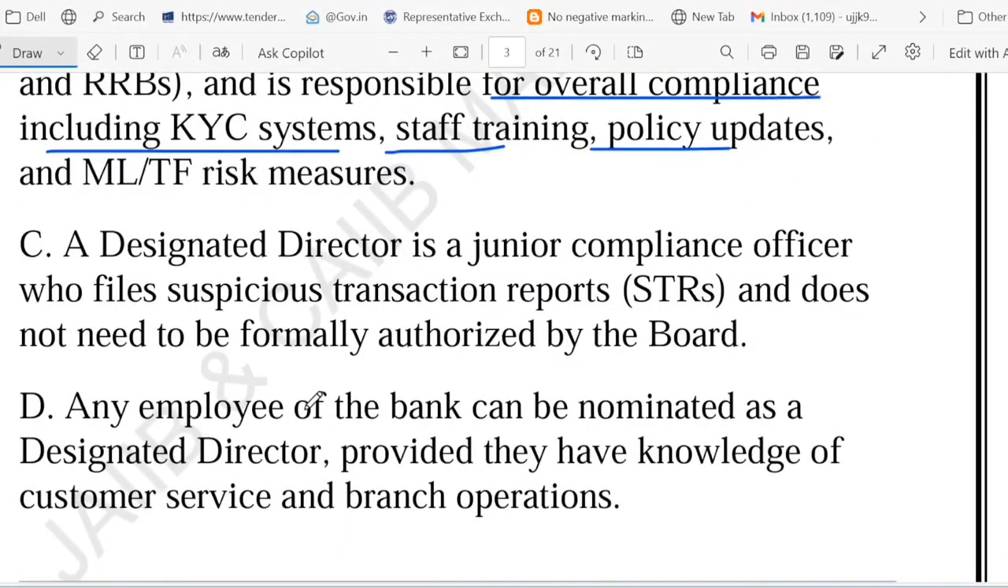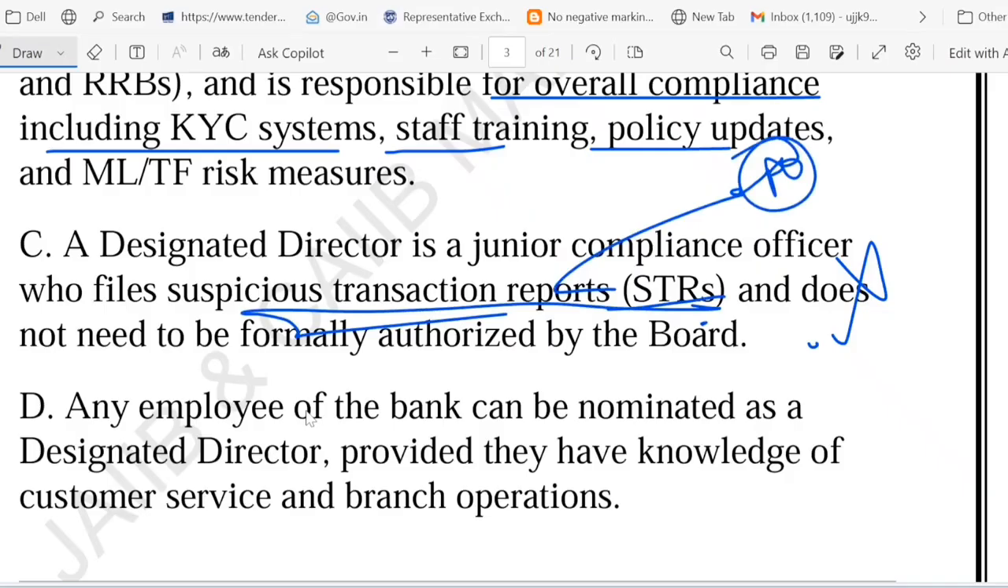Option C says that DD is a junior compliance officer filing STR. That is not true. That is wrong, because filing STR is usually the job of PO. Remember, a suspicious transaction report is to be filed by the PO. Who is PO? PO is called the principal officer, not the designated director's job.